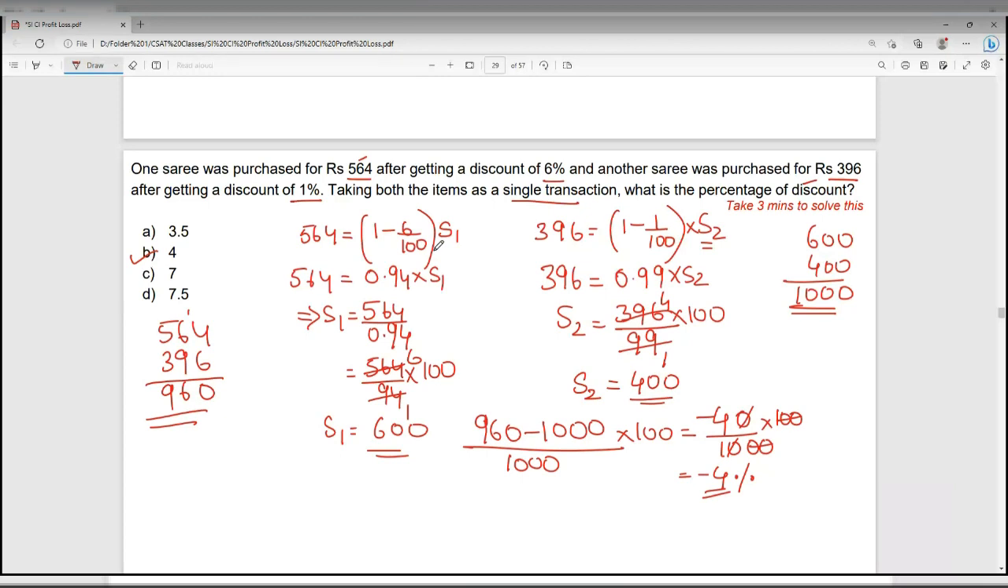This is the price. S1 is the price on that sari. If this is the sari, the price that is written on the sari is S1. On this S1, they are giving 6% discount. So this is 1 minus 6/100, a discount of 6%. That is 0.94. And after that 6% discount, the sari costs 564.